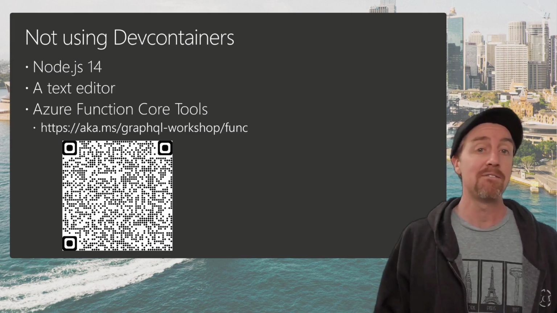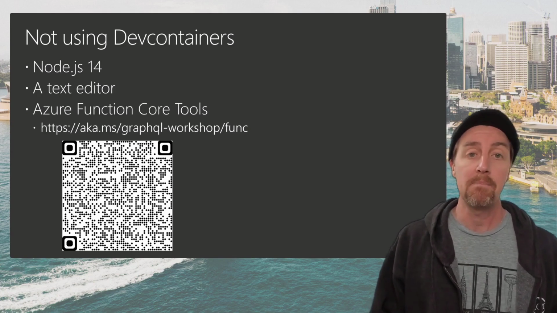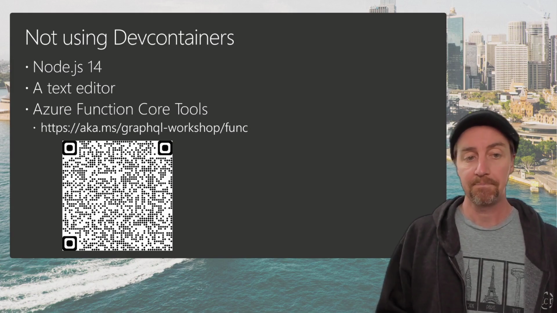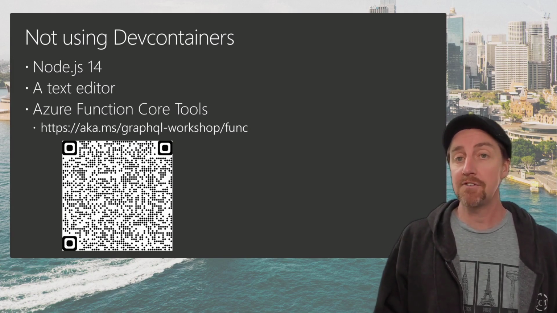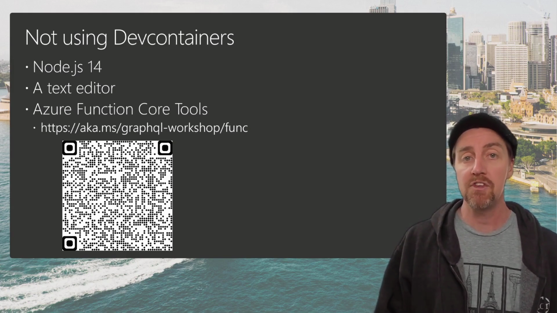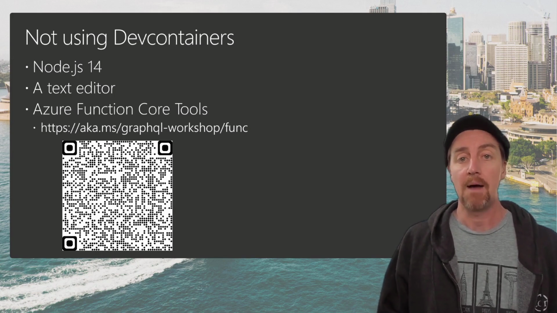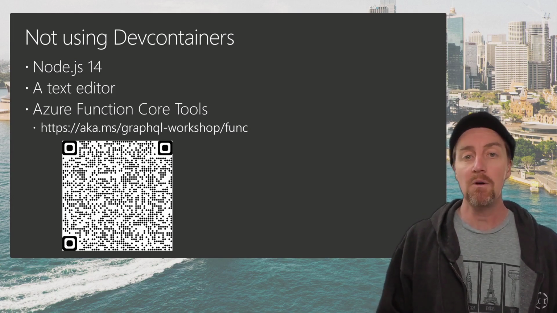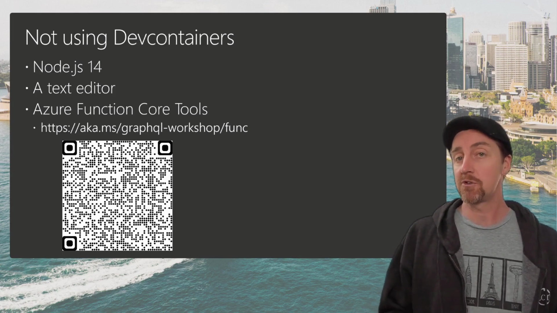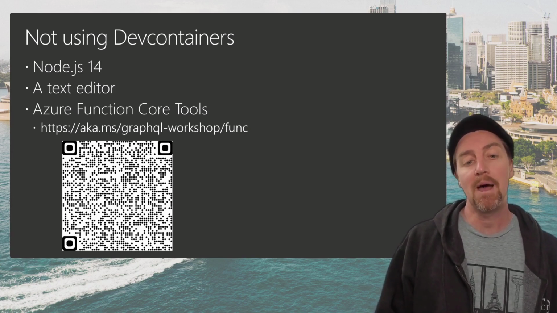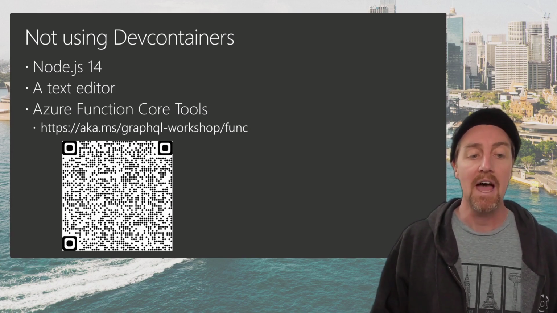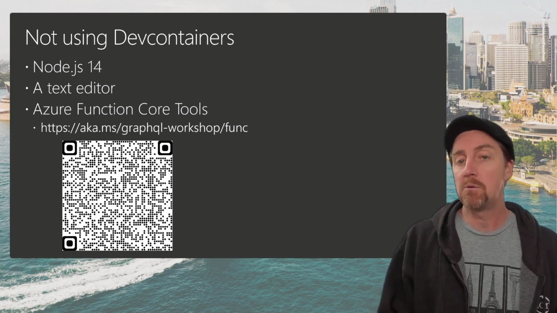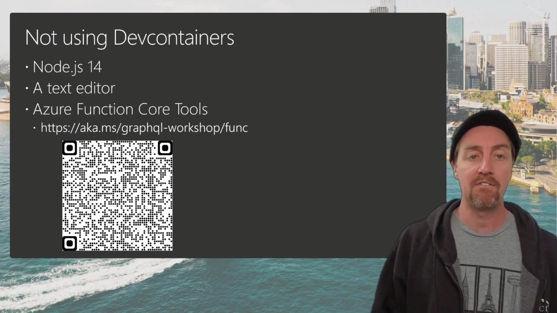You obviously need some form of a text editor, whatever flavor works best for you. And you're going to need the Azure Functions core tools. I'm going to be using Azure Functions as the way of hosting these GraphQL servers that we'll build throughout the exercises. You could deploy this to Azure at the end if you want. It'll be all set up and ready to go. But for local development, we'll use the Azure Functions core tools, which again, you can find out more about following the short link I've got on the screen, aka.ms/GraphQL-workshop/func. And that will allow us to do local development without having to have any kind of cloud connections.